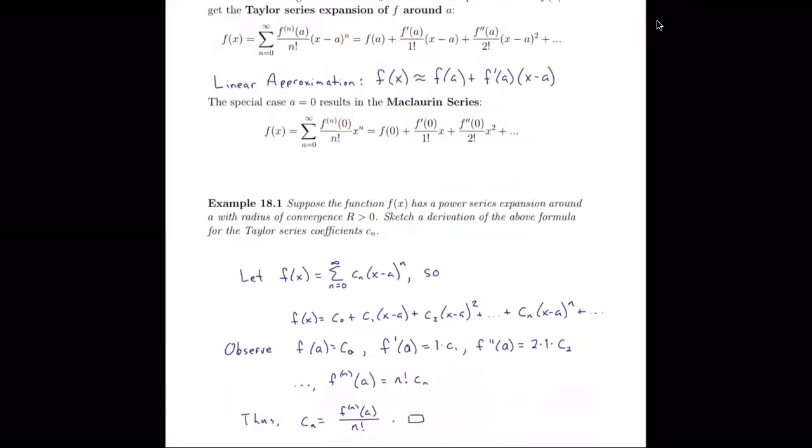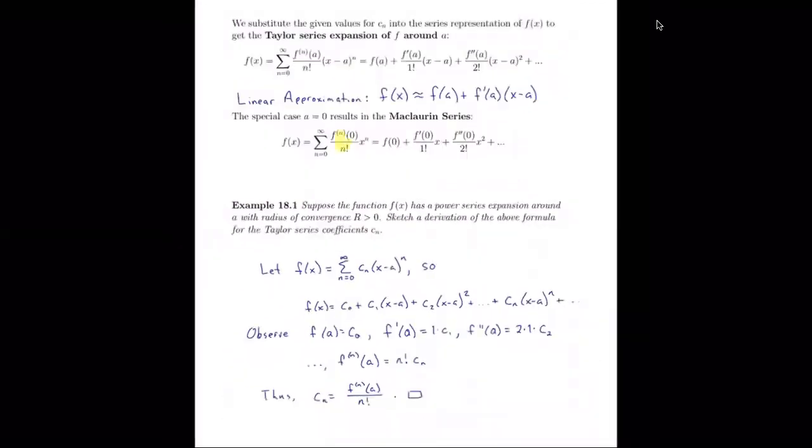So let's verify that these coefficients are actually true. Is this actually how this should be? So we're going to sketch a derivation of this formula. In other words, that c sub n should be equal to the nth derivative of f evaluated at a, over n factorial. And we're in fact going to do that for the more general Taylor series rather than the Maclaurin series.